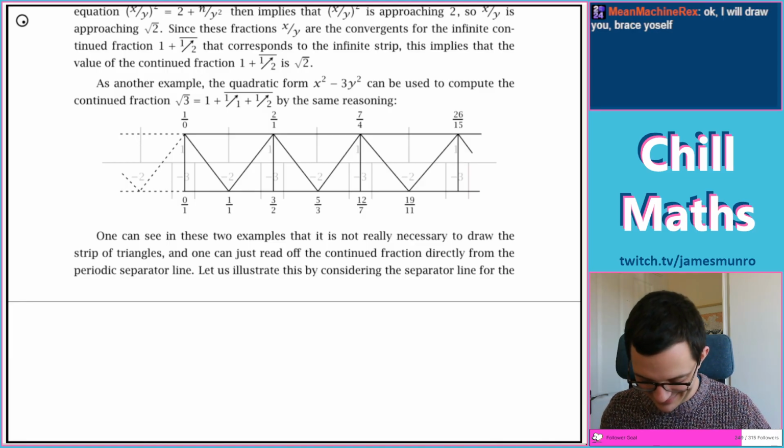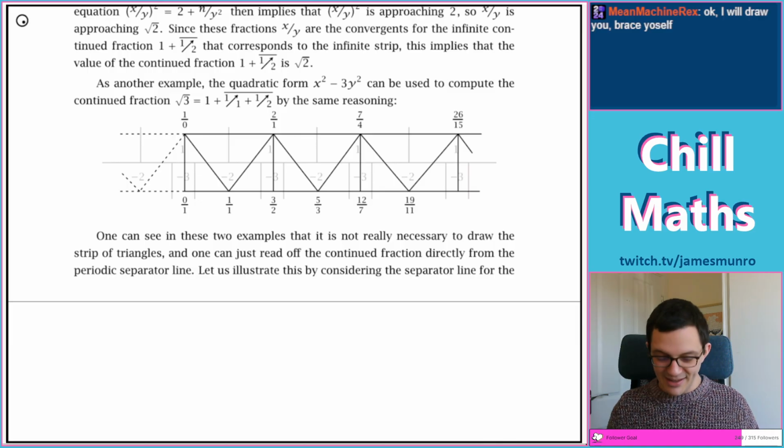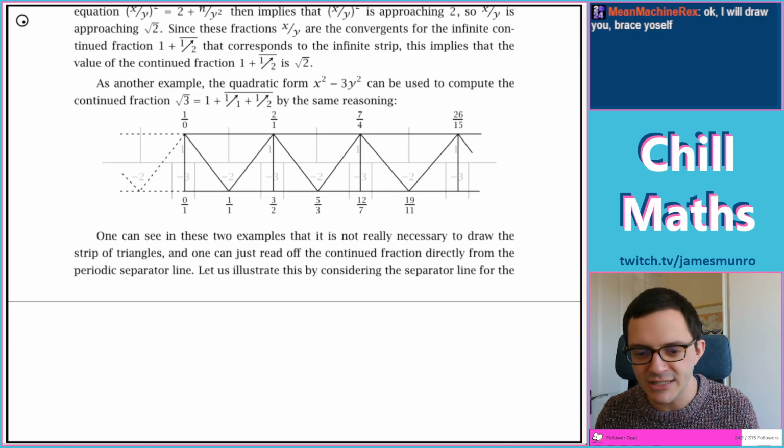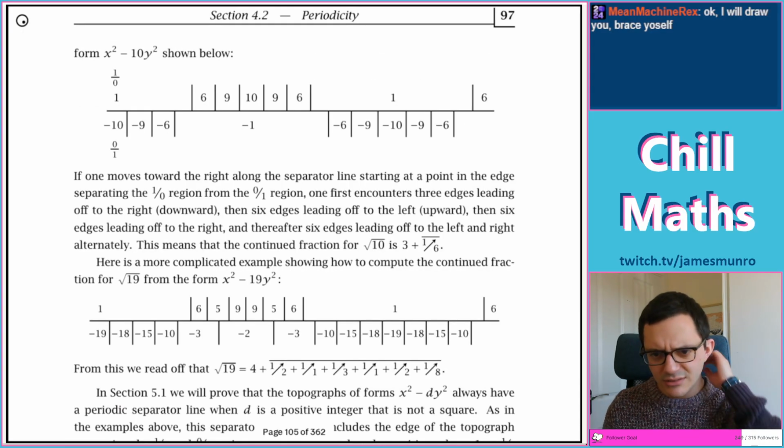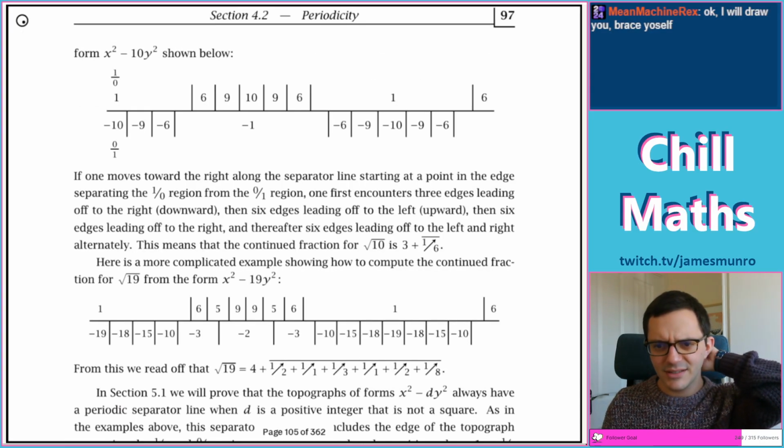AI, definitely worth it. One can see in these two examples, not really necessary to draw the triangles. You look at the rectangles, like this brick wall shape they've drawn, and count how many there are. And that's part of the continued fraction.